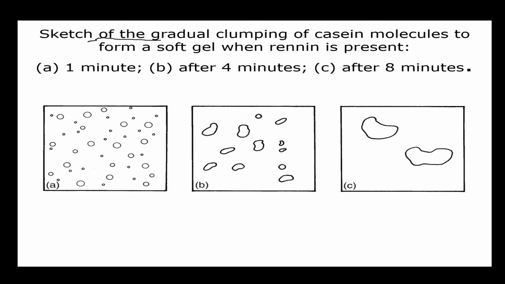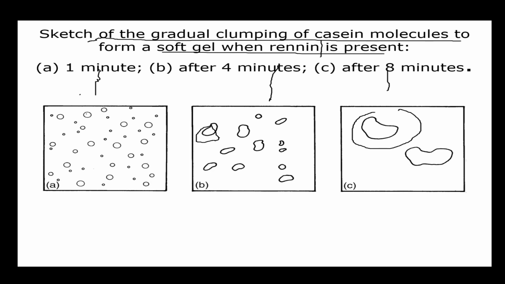So this is a sketch of the gradual clumping of casein molecules to form a soft gel when rennin is present. Rennin is a calf protein, which is also acidic in nature. So if we add rennin or citric acid, both are acidic in nature, and the casein molecules coagulate slowly. This is the picture after 1 minute, this is after 4 minutes, and this is after 8 minutes. These are small casein molecules which slowly coagulate. After some time, many small molecules combine to form a bigger molecule, and after some more time, these bigger molecules combine to form even bigger molecules. These finally coagulate to form casein, and the rest of the fluid matter which is present is the whey.